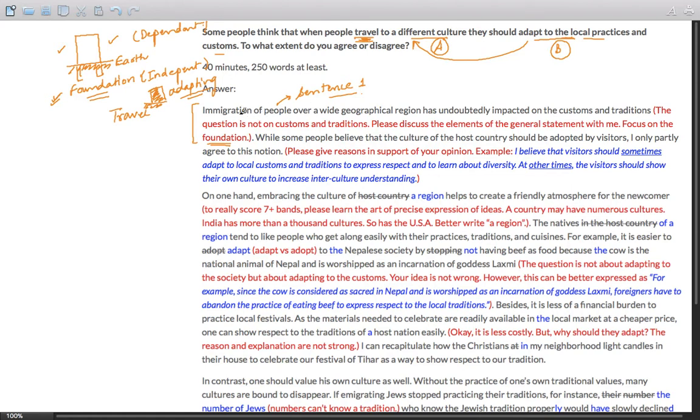So the opening sentence should be on travel, not on customs and traditions. The student wrote, "So immigration of people over a wide geographical region has undoubtedly impacted customs and traditions." The question is not on impact on customs and traditions. The question is that if there's a traveler, the traveler should adapt, should copy, should respect local practices and customs. So your general sentence should be on travel. Do not even bring customs and traditions into the picture. Just write on travel. And travel is not immigration. So this is a wrong vocabulary.